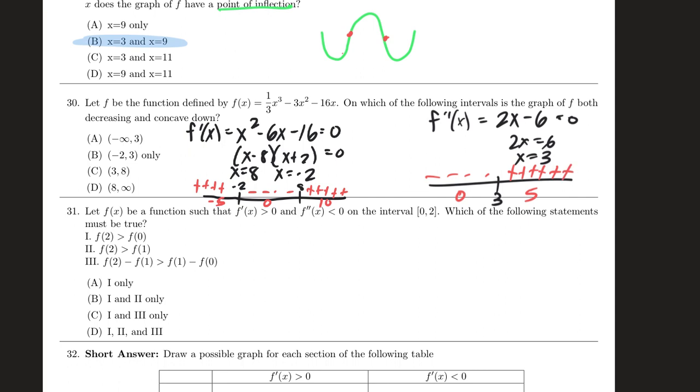All right. And now I want to compare them. I want to be both decreasing and concave down. So for my derivative, I need to be between negative 2 and 8 to be decreasing. And for my second derivative to be concave down, I have to be between negative infinity and 3. And where's the overlap between those? It starts at negative 2 and it ends at 3. All right, so B is my correct answer.